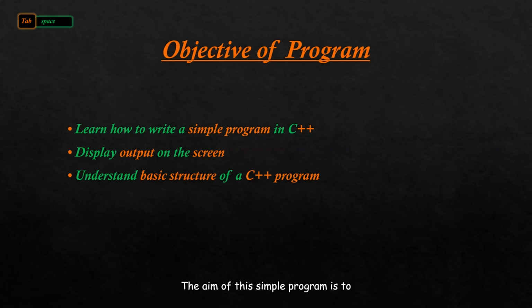The aim of this simple program is to introduce us to the structure of a C++ code. It will show how we can display output on the screen. This example is often considered the traditional first step in learning any programming language.